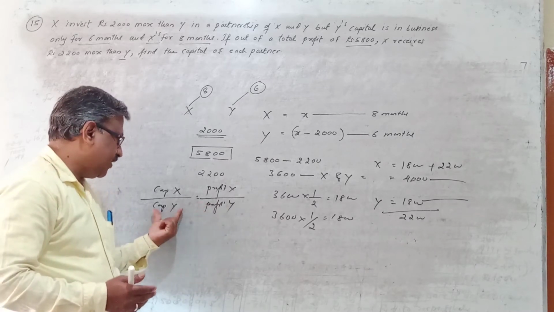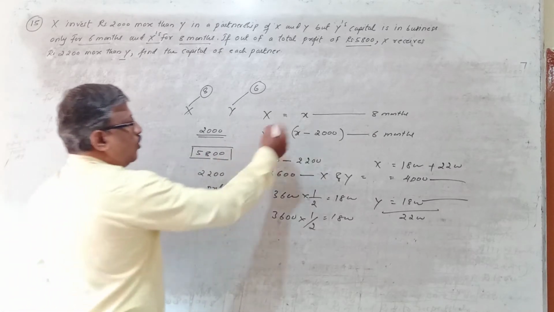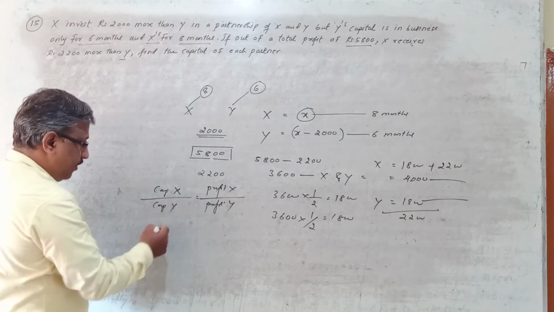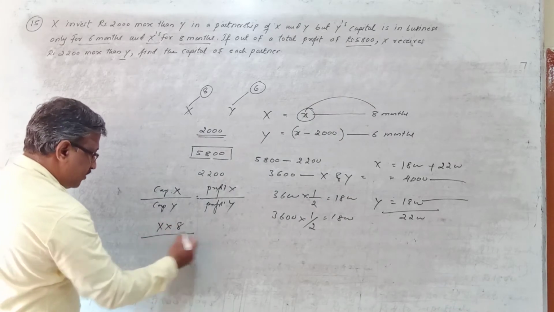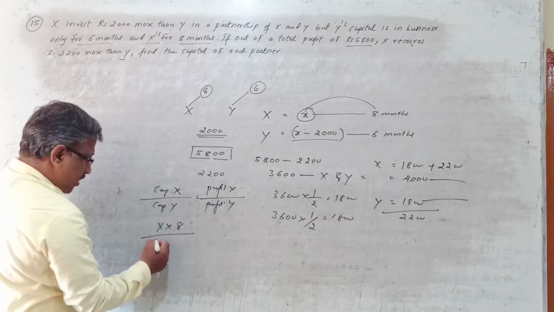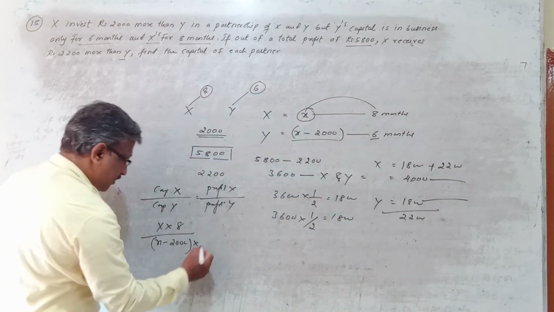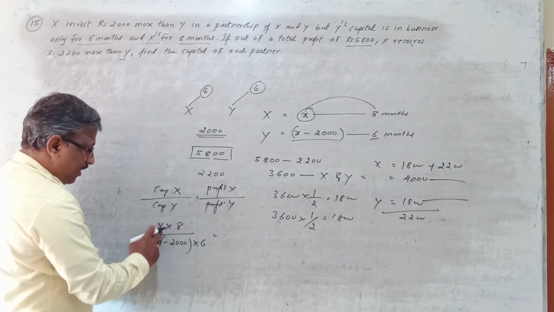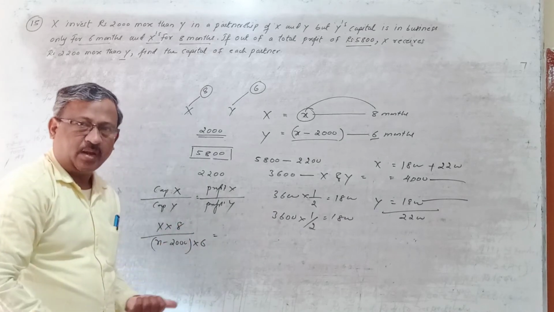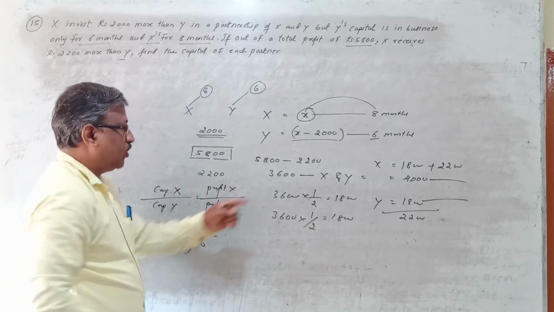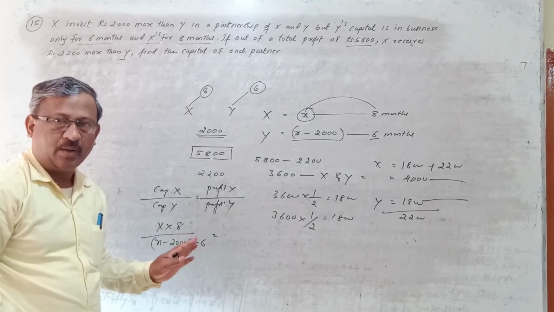So this is the reason why we are going to put capital ratio equal to profit sharing ratio. Capitals already we have assumed here, right? X's capital is x, invested for 8 months, so you multiply by 8 months, divided by Y's capital, which we have assumed as x minus 2000, invested for 6 months, so you multiply by 6 months. If you multiply these capitals by these times, we get the capital for an equal time, and if you remove the ratio, we get the capital ratio. Because whatever profit is there, 5800, we are going to distribute in capital proportion only, or in capital ratio only.